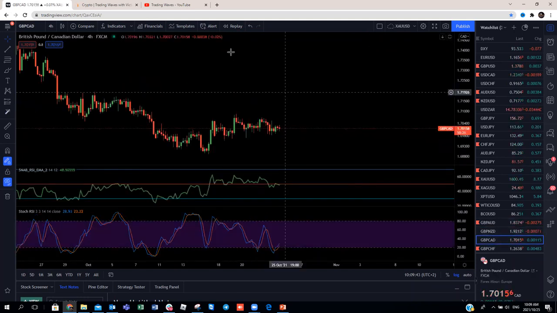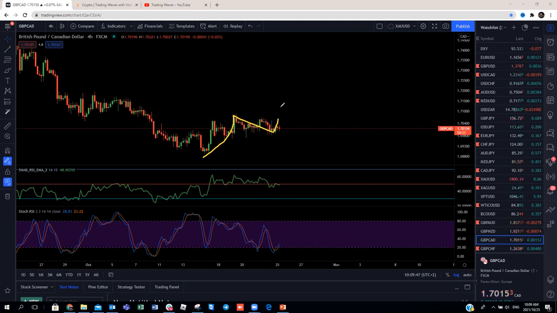Pound CAD. Nothing more to talk about here. We are looking at this one as our 3-wave pullback. This is what we want to see on pound CAD before continuation to the downside.